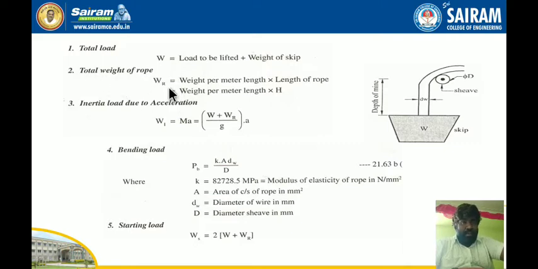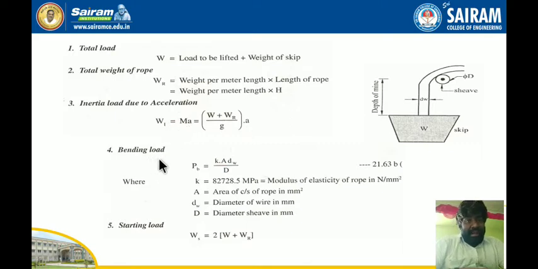Next, the total weight of the rope. When you go for the weight of the rope, I have to consider the length of the wire as well as the weight per unit length. So WR is equal to the weight per meter length multiplied by the length of the rope, and I am going to consider the length of the rope as the height of the mine, that is H. The next will be the inertial load due to the acceleration, that is WI, which will be M into A. M I am going to take as the overall load, that is the total load plus the weight of the rope, divided by g, multiplied by the acceleration A. So I am going to get WI.